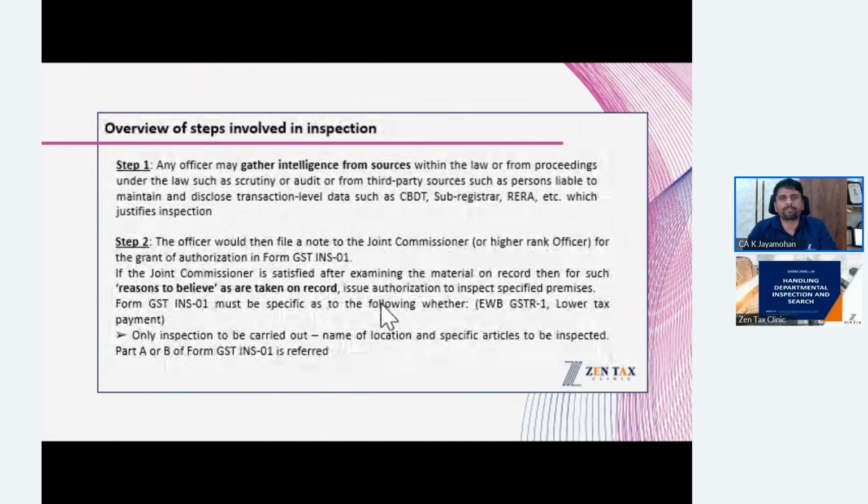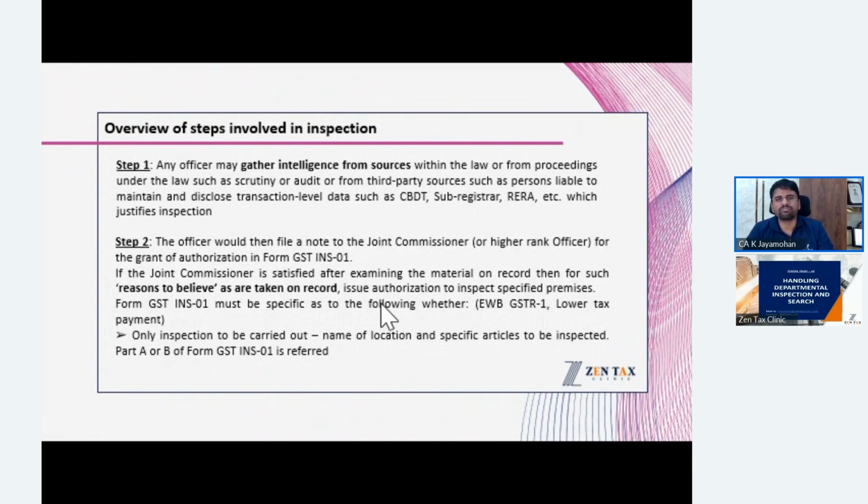Now we'll proceed to see what are the steps which are generally carried out in inspection proceedings. So how does it start? It gets started when an officer is collecting and gathering intelligence. In the department, there are many officers who are regularly working to collect, accumulate and consolidate data from various other sources, like the CBDT and the sub-registrar. These days, they are also taking various data from e-commerce websites. So there is a lot of data available online. They see the pattern, check the details, and then they finalize the reason to believe.